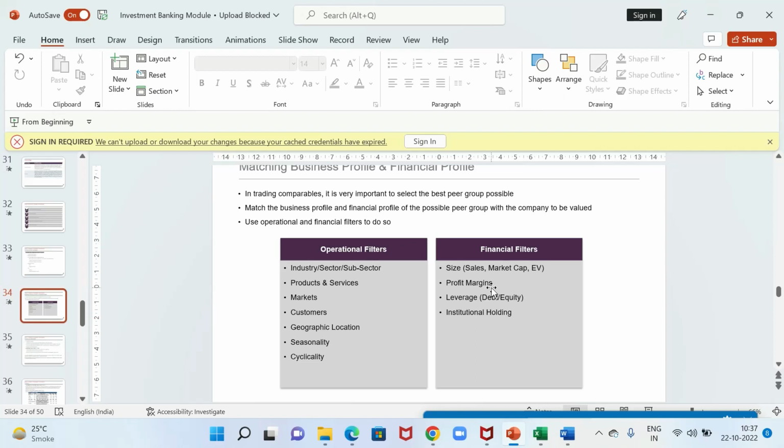Similarly, I hope you're understanding with the help of that Myntra example, right? That's how you add on filters. Similarly, these filters are applicable to a database.